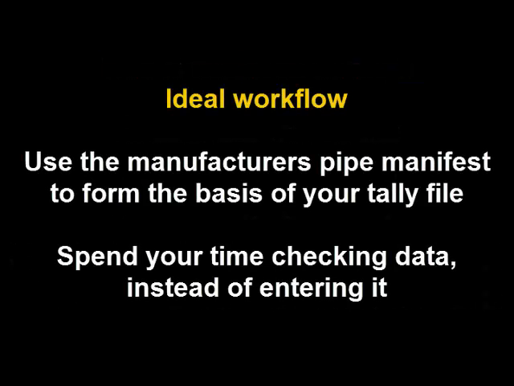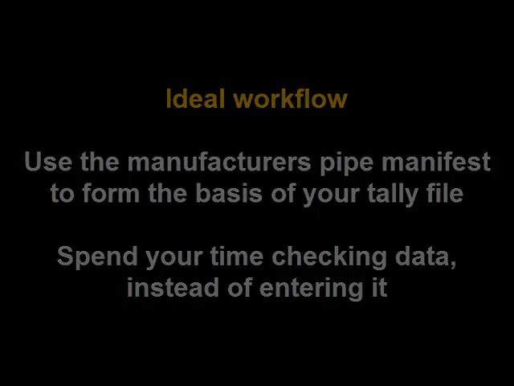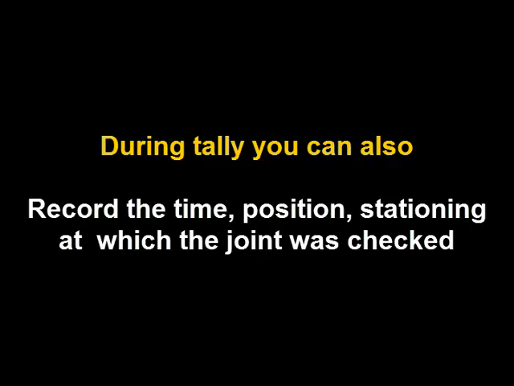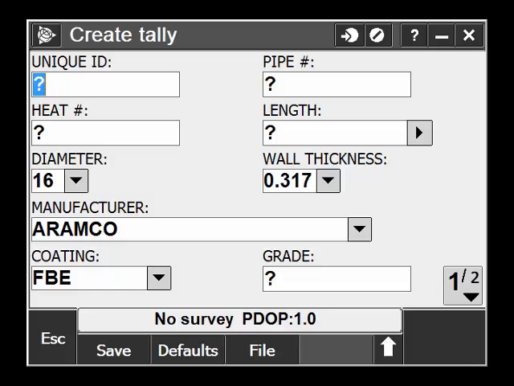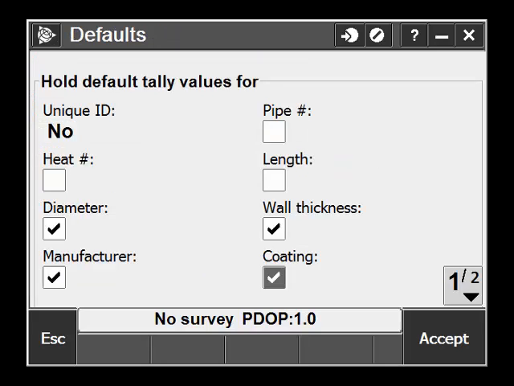There are two main tally workflows in Pipelines. The ideal workflow is to use the manufacturer's pipe manifest to form the basis of your tally file. Instead of entering all tally data, you are checking the manifest and recording additional information as necessary, such as the time, position and stationing at which the joint was checked. The secondary workflow is to key in the tally. This is made easy by being able to configure the attributes that don't change often, like pipe manufacturer or coating type, so they don't need to be entered each and every time, but default to the last used and are still easy to change.